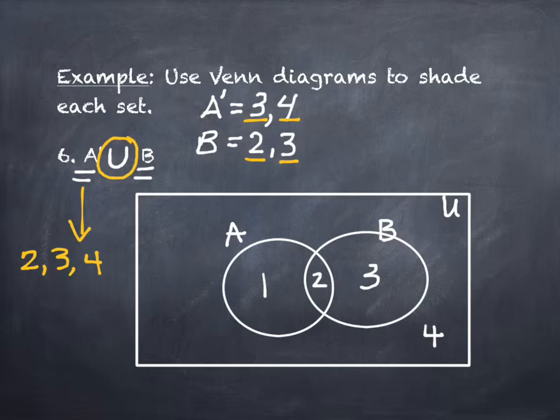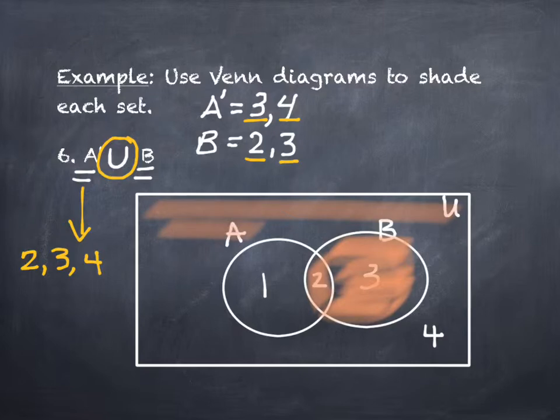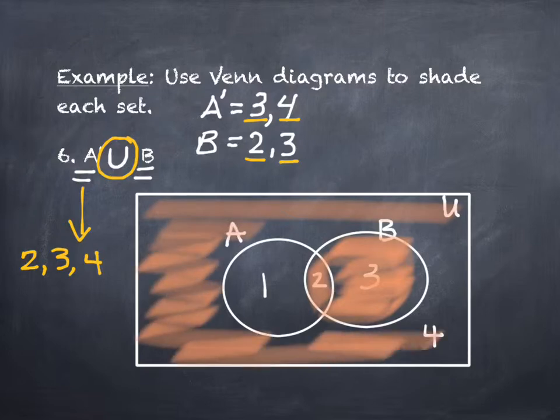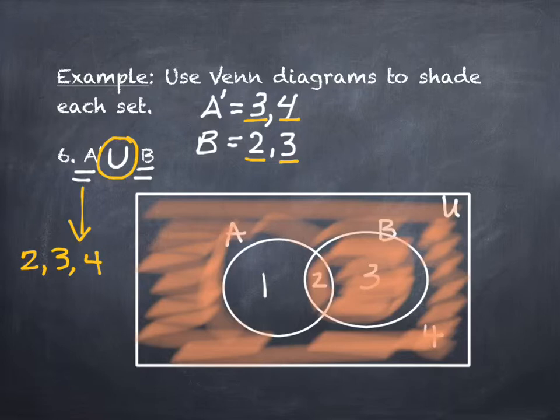So I take my picture below and I shade the areas of the picture that are represented by the number 2, the number 3, and the number 4. So here's number 2 right there in the middle. Here's number 3, it's this circle right here. And then number 4 is the outer part of this rectangle. So the only thing that is not shaded in is the number 1. And that's the diagram solution.